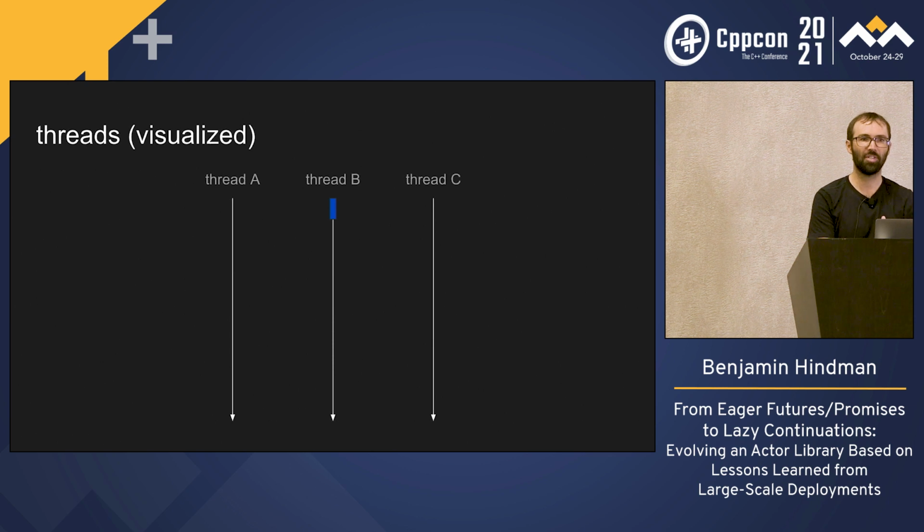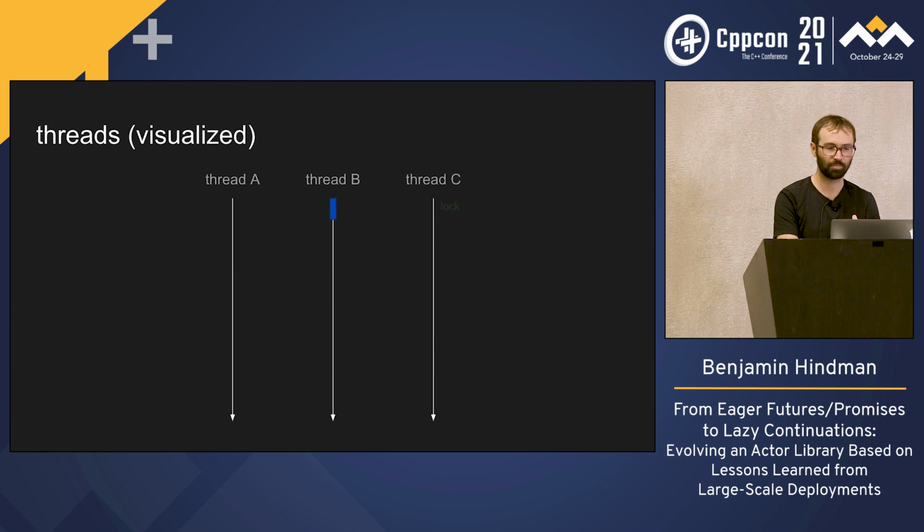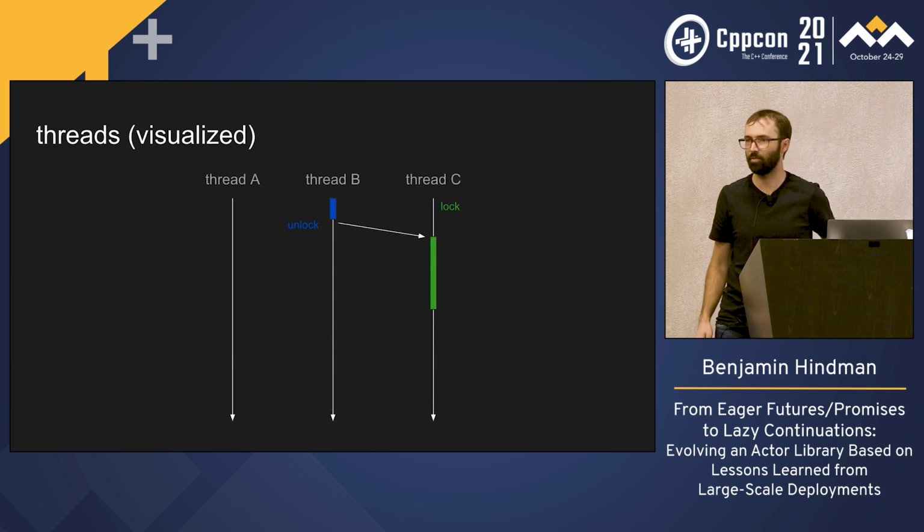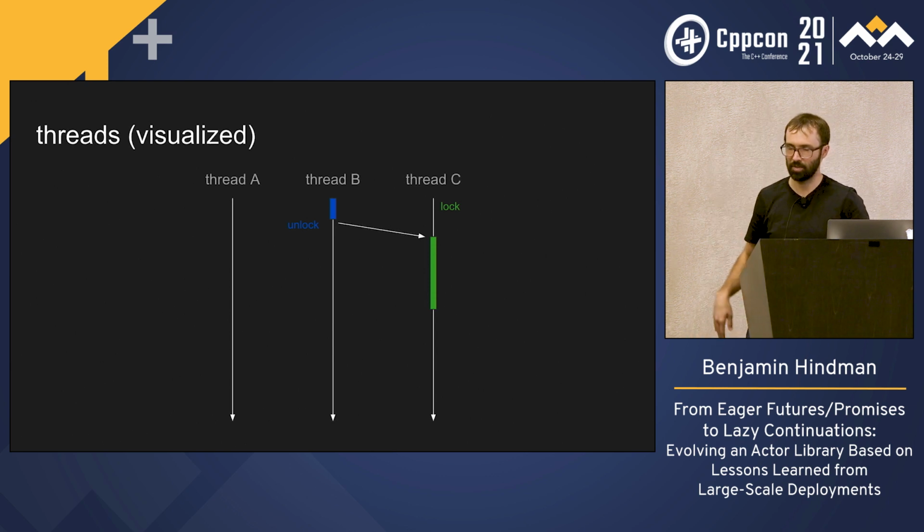So when thread B finishes that operation, the blue operation, or while it's operating, thread C might have actually said, hey, I'd like to do some processing on this object. I'd like to acquire a lock so that I can do some processing on this object. Of course, it can't right now because thread B has the lock and is doing the operation. When it completes, though, and it unlocks, then thread C can go ahead and take over, and it can go ahead and do its processing.